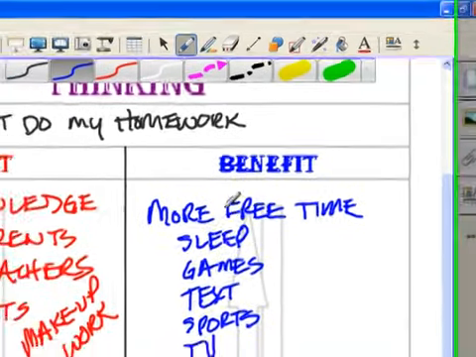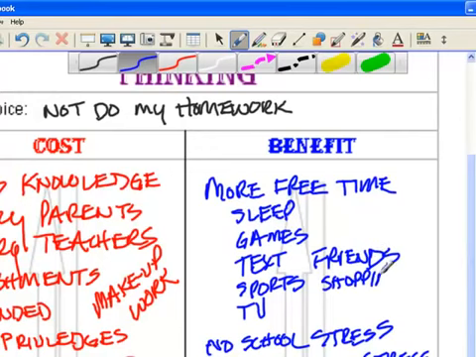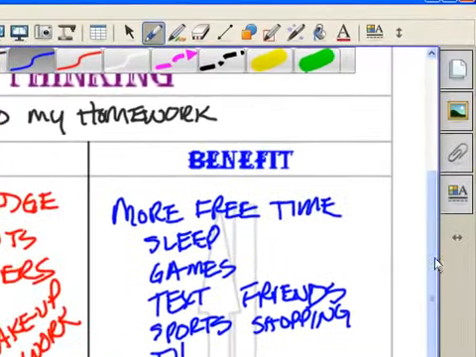That would be more free time, right? All of these things, you can add friends in here. Wow, I can't spell friends. Yeah, you could go shopping. Of course, once your parents find out and they take your allowance away, you got less shopping. Right? Okay? All right. Let's say this is our entire list.